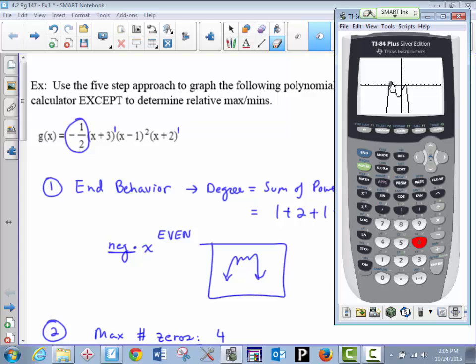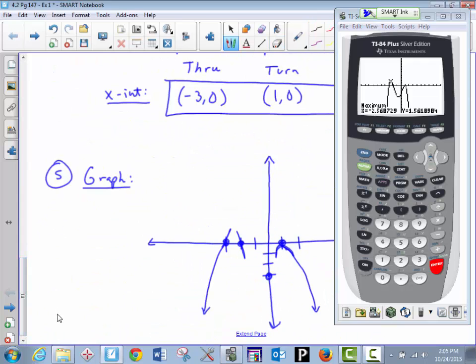We see that we have a maximum value here, and it looks like our minimum value occurs just to the left of the y-axis. Okay, let's go find those 2 values. Second trace, let's do the maximum first. We want to go to the left of the maximum value. Press enter. Go to the right. Press enter. When it asks for a guess, press enter again. Okay, let's round to 1 decimal place. So the maximum value that we are finding here is negative 2.6 and 1.6.